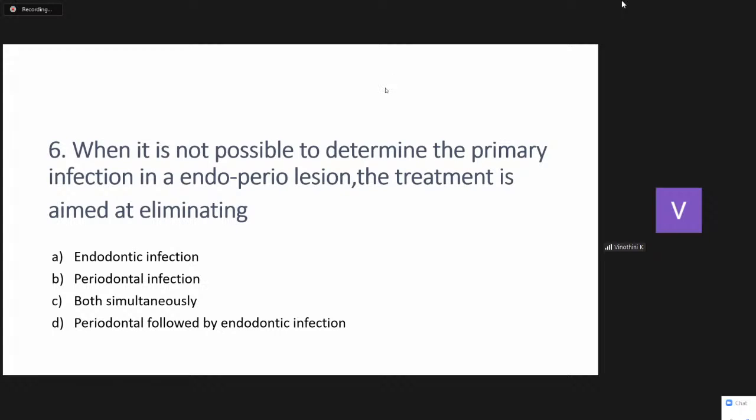Everyone can answer. Please, everyone post an answer here. So first, always you have to treat the endodontic infection first. And if there is no resolution, then only you have to go for the periodontal infection.